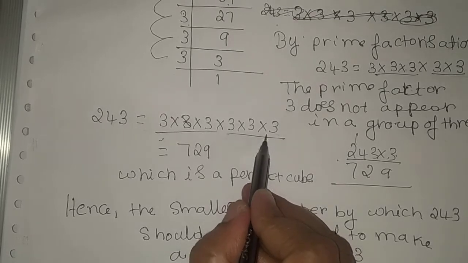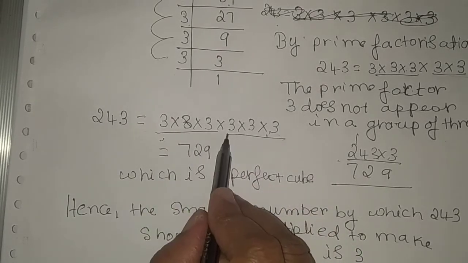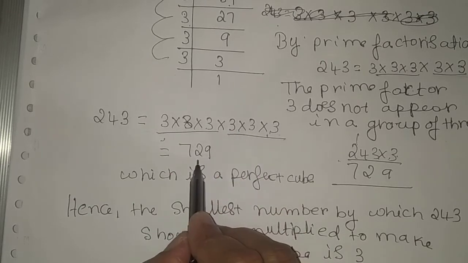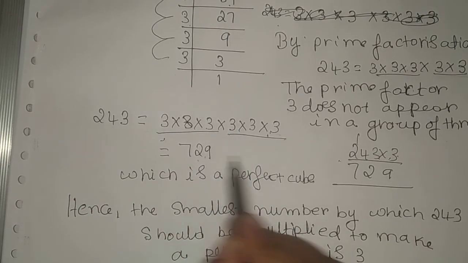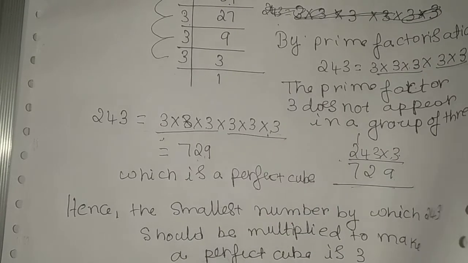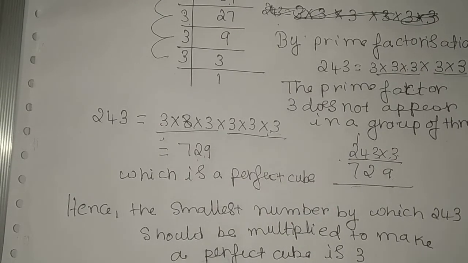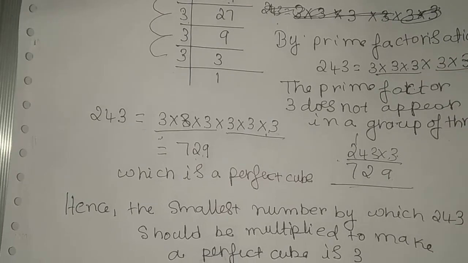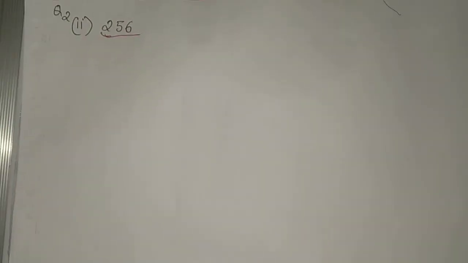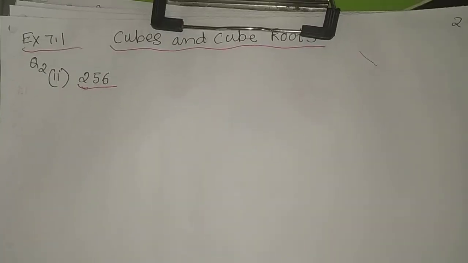See here, one more 3 we included. Multiply this, there are 2 groups of 3 cubes. So we multiply, we get 729. This is the answer. So to make this number a perfect cube, we have to multiply it by 3, and one more 3 is added. So this is the first problem. We move on to the second one. The second one is a 3-digit number, 256.